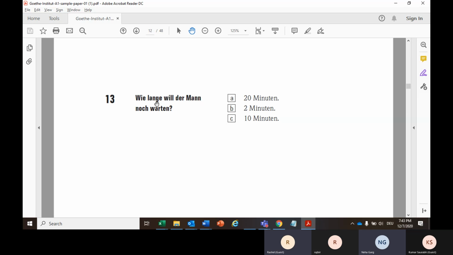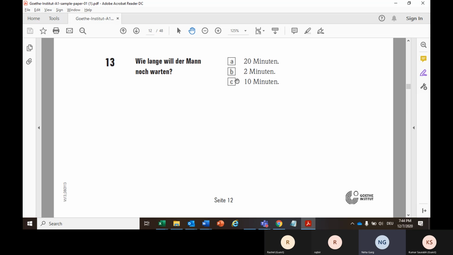The question is, wie lange will der Mann noch warten? For how much longer is the person going to wait? Noch warten. So for how long will the person be waiting? The person is saying, I am already waiting for the past 20 minutes and you have 10 more minutes till bis 2. Ich warte schon 20 Minuten und du hast 10 Minuten noch bis 2. So the correct answer here is C.